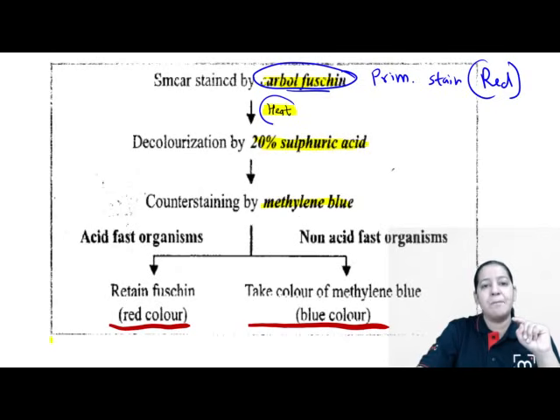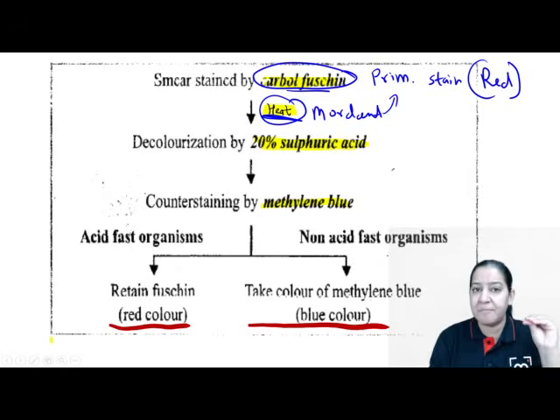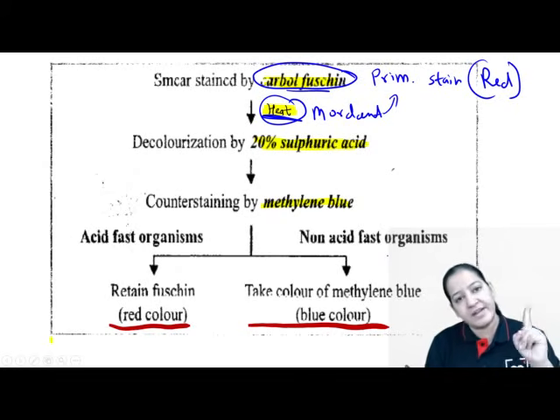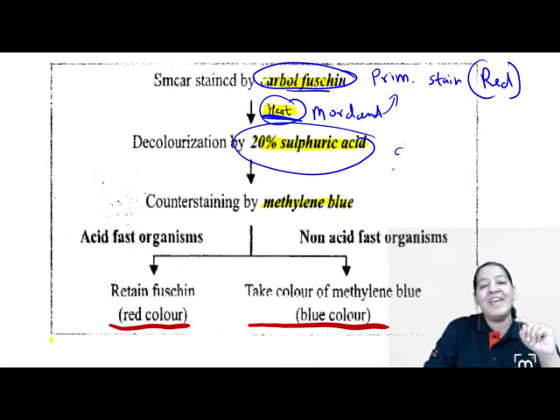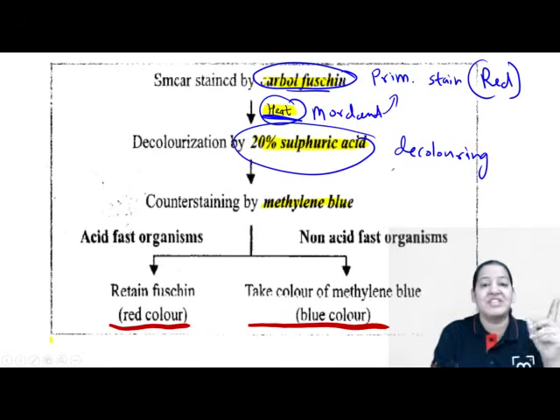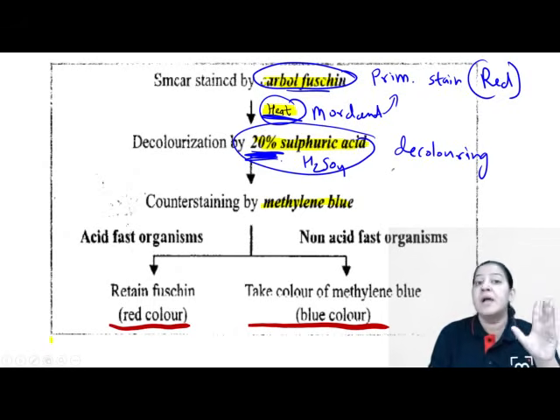The second step is the mordant. Here the mordant is heat. What is a mordant? A mordant is something that fixes the primary stain inside the bacteria and prevents the primary stain from leaking out again. So in contrast to gram stain where the mordant we have studied is iodine, here the mordant is heat. Simply heat, no chemical. The third step is the decolorizer. We add a decolorizer. So in ZN stain, the decolorizing agent is always H2SO4, sulfuric acid, and it should be 20%. Please concentrate on the concentration, how much we are taking.